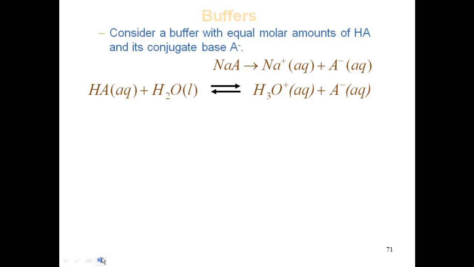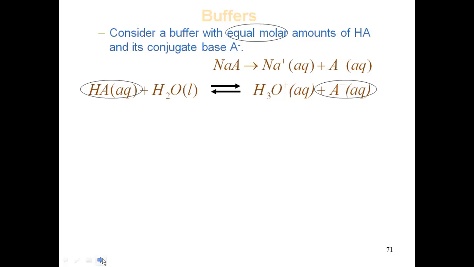Let's consider a buffer with equal amounts of HA and conjugate base A minus. We're taking a generic salt, sodium A. It's a soluble salt, so it breaks up into ions, sodium plus and A minus. And we have our weak acid, which undergoes hydrolysis to form hydronium and A minus. For a buffer to be truly a buffer, you need equal molar concentrations of your acid and your conjugate base.